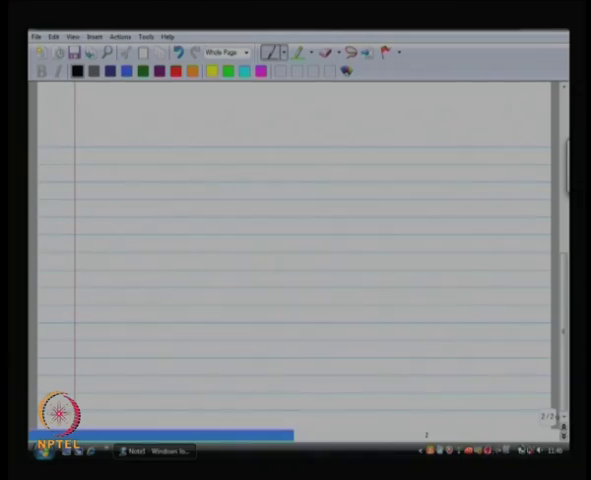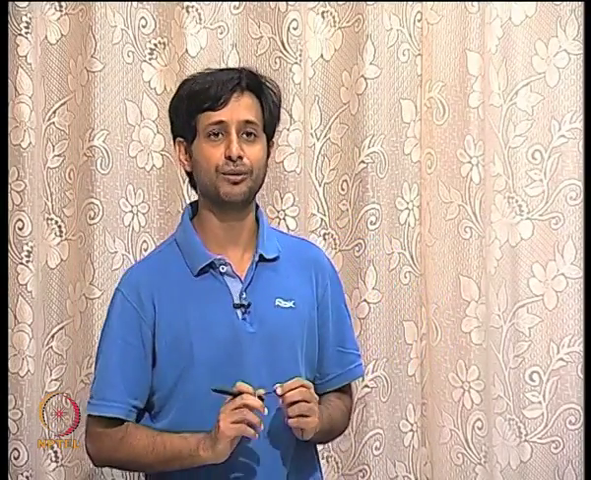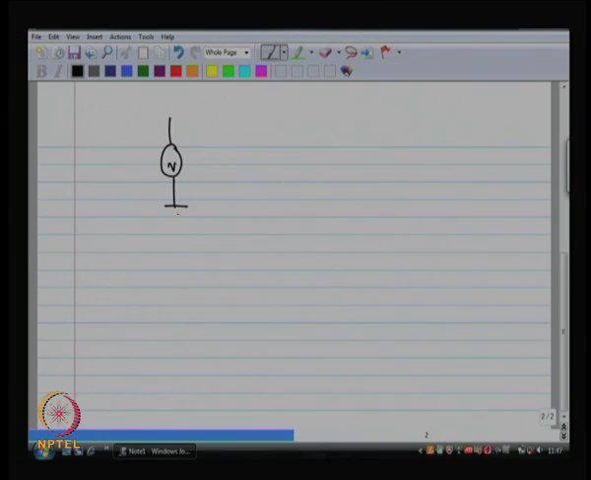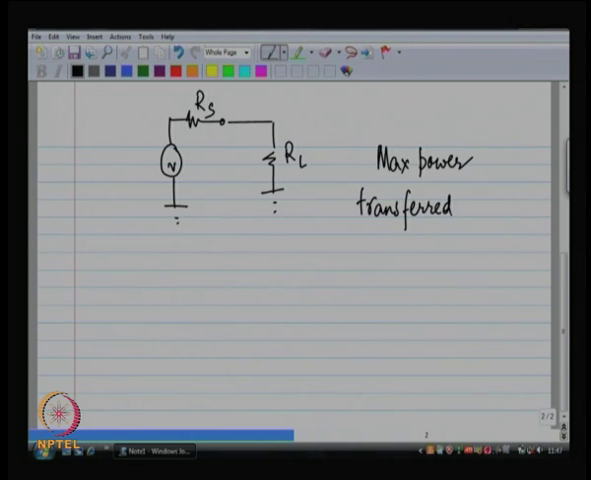Now, the maximum power transfer theorem, I am sure all of you who are studying this course have already studied at least once before, and it is like this. If I have a source and there is a source resistance, then maximum power is transferred if the load resistance is equal to the source resistance. So, it is a very simple theorem.